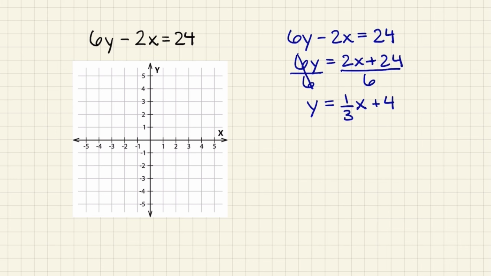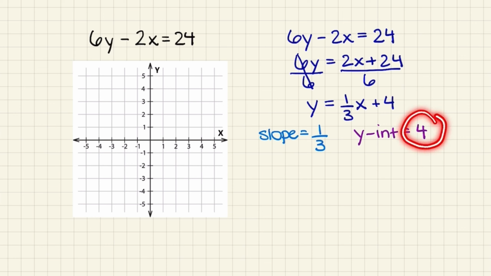The y is all by itself. Now we can identify the slope and the y-intercept. Our slope is 1/3 and our y-intercept is 4. So first we're going to graph our y-intercept, which is 4. So we put the point (0, 4). And then we use our slope.